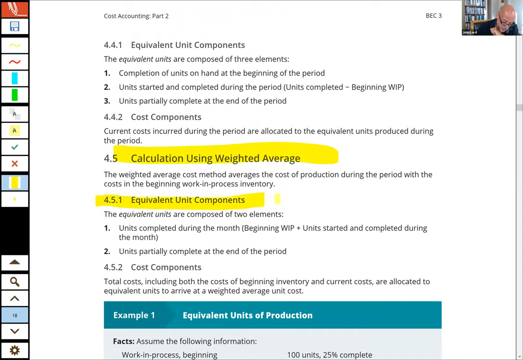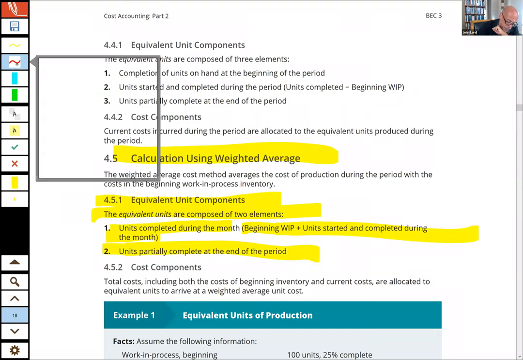The equivalent units are composed of two elements: units completed during the month, that's beginning units that were already started, plus units started and completed during the month. And then units partially completed at the end of the month. And this is where you're going to apply that equivalent unit calculation.